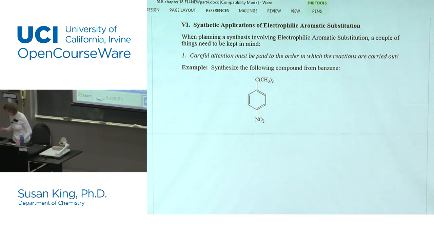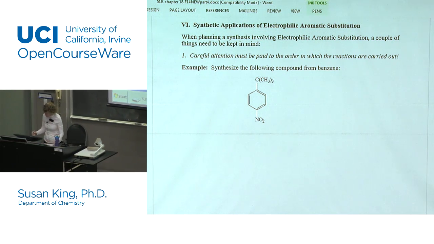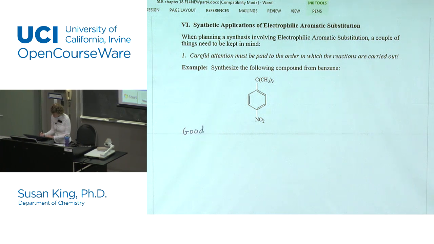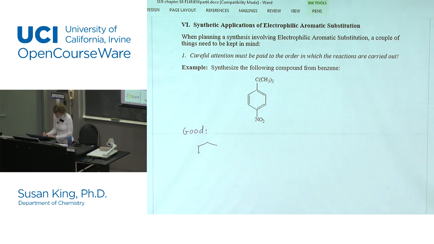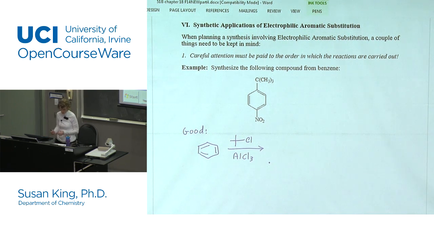So we can use, well, here's the good synthesis. And sadly, the wrong order is going to give you no points because you're not making the compound. We talked about some other ways to put a tert-butyl group on. I'm just going to use the Friedel-Crafts with the AlCl3. What do we want to do to ensure that this reaction goes pretty cleanly? What do we want to do here? Yeah, large excess of benzene.